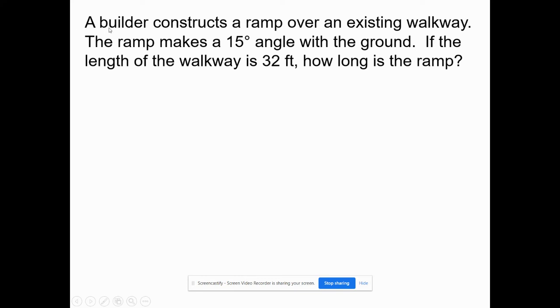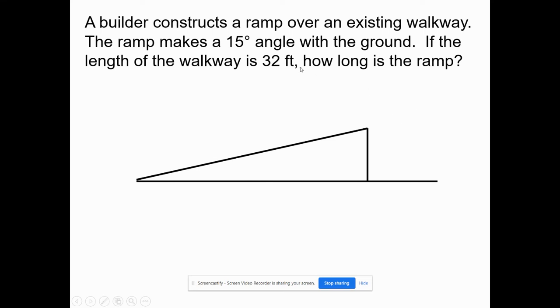You can use trig in order to solve some word problems. A builder constructs a ramp over an existing walkway. The ramp makes a 15-degree angle with the ground. If the length of the walkway is 32, how long is the ramp? Well, it's especially helpful to draw a picture. You know it's going to be some sort of a right triangle. The ramp makes a 15-degree angle with the ground, you have the walkway, and there's your ramp, and there's your 15 degrees. You know the walkway is 32 feet, and you want to know how long the ramp is, so that's what your x is.